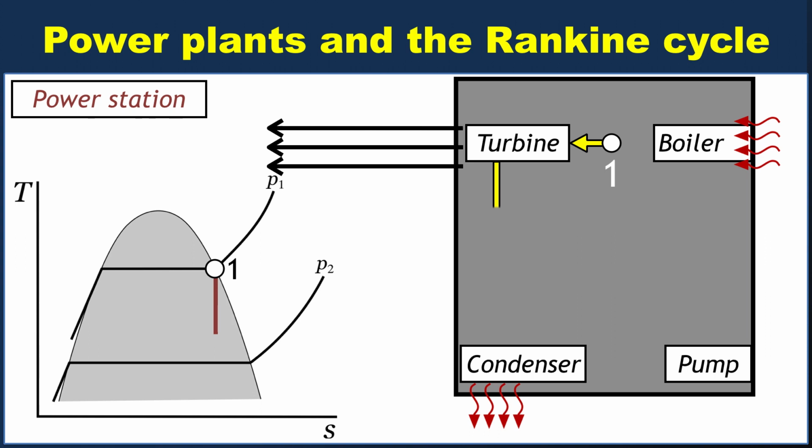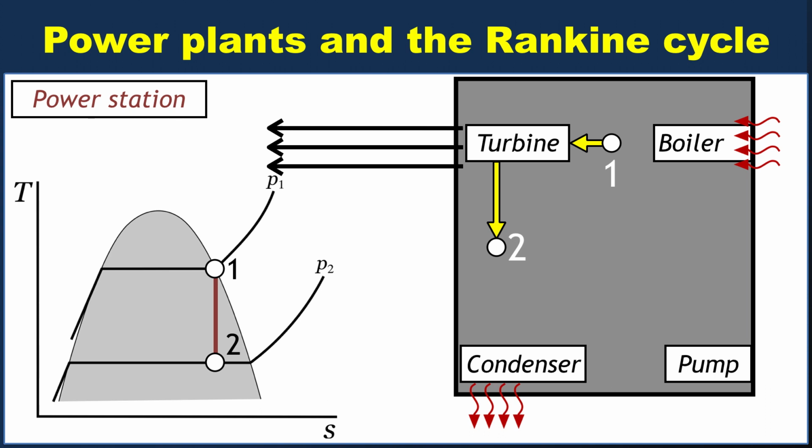All right. And as we go through the turbine, you can see on the TS plot, we moved vertically. So that means it was an isentropic process. That also tells us that there must not have been any heat transfer involved, right? Because heat transfer is area on a TS plot. You don't have area under a vertical line. Okay, so we did an isentropic process. It does have some work associated with it, though.